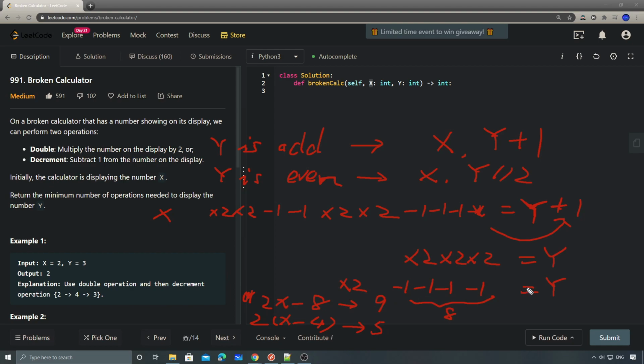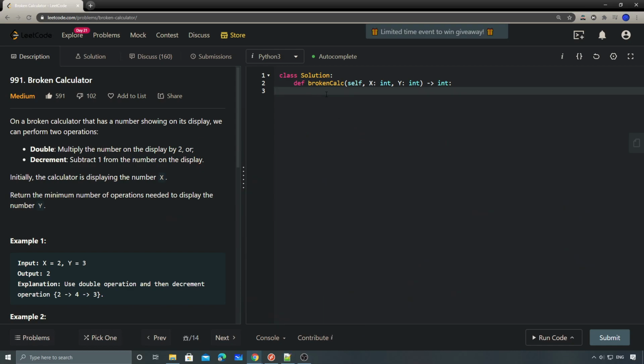So which means that when y is even, the last step should always be this kind of double, right? So if we move this part to here, we have y divided by 2. So now I think it's clear that we have already figured out the best scenarios for each of the recursive calls. So I think the rest is just the implementation.